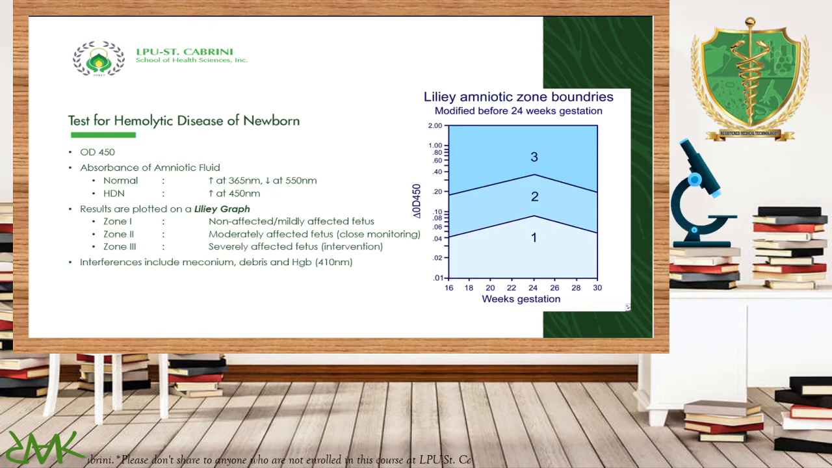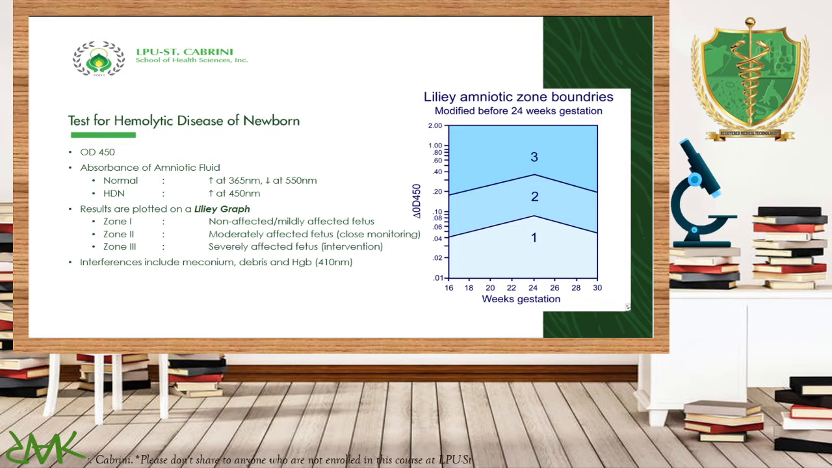And the best way to do it is to give RhoGAM antibodies to the mother. This will be discussed to you. The hemolytic disease of the newborn will be discussed in your blood bank.